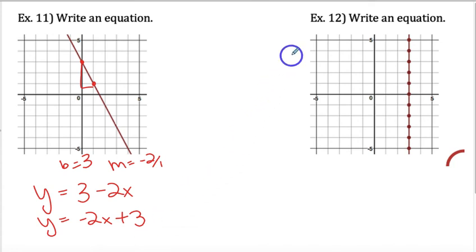Last example, number 12, I notice that I have a vertical line. And if I remember my mnemonic device, VUX, V-U-X, that'll help me remember that vertical lines have an equation that only has an x in it. And so I notice that I'm going through 3 on the x-axis. So my equation is simply x equals 3. This concludes your notes over no context.